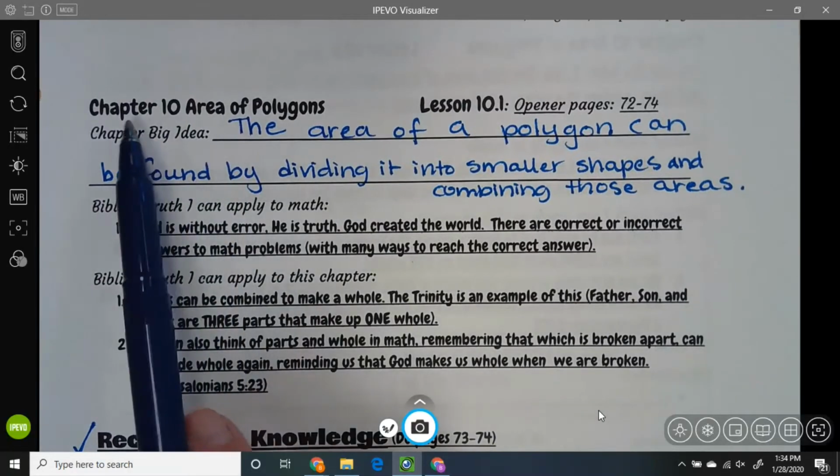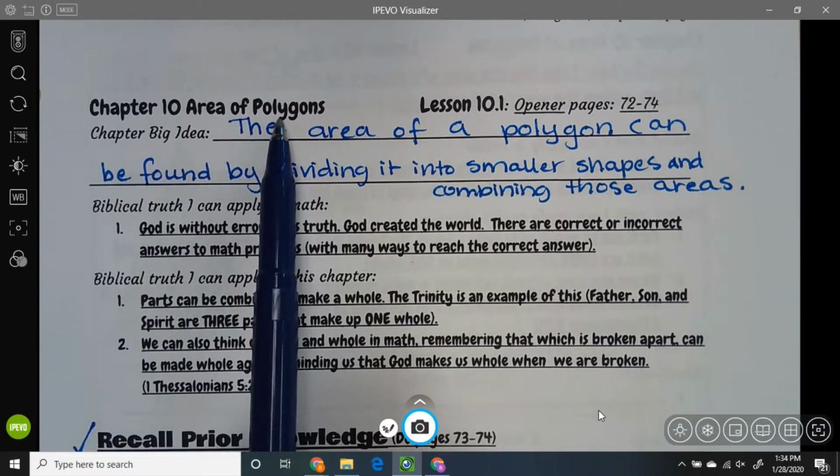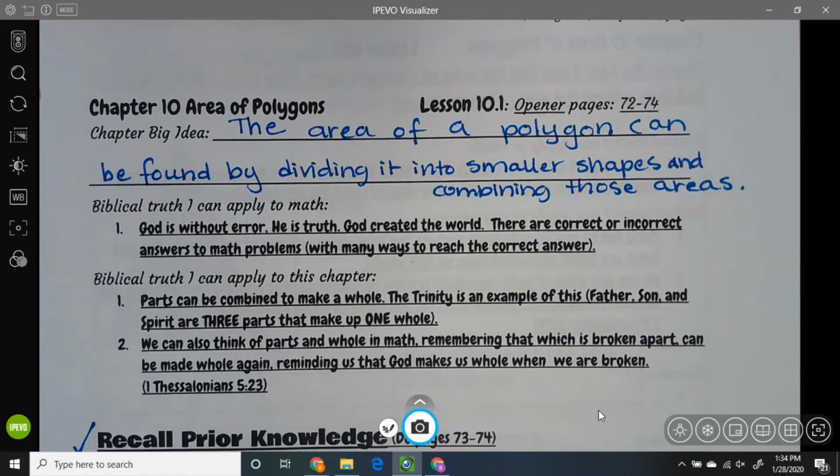We're going to start chapter 10 today, which is over the area of polygons. I know in the past you've already found the area of rectangles and squares. You've also found the area of triangles, which is just half of the area of a rectangle or a square. So you should know the formulas for those, but we'll refresh our memories.